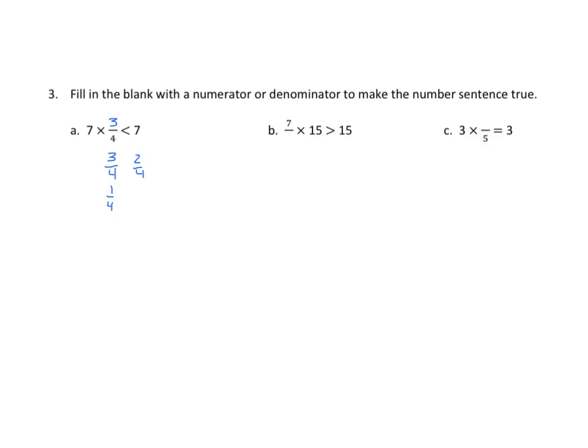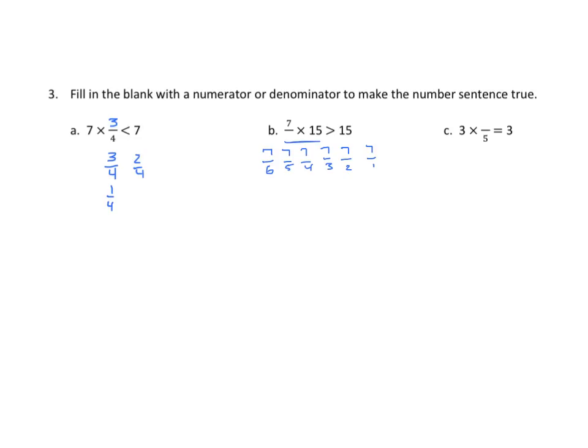Now, if we look at the next inequality, whatever this is, it has to be greater than 15. All right, so now I need to multiply 15 by something that's greater than 1. If it's going to be greater than 1, I need to have a denominator that's less than 7. So again, there's several possibilities. I could give 7/6, 7/5, 7/4, 7/3, 7/2. Okay, I could even do 7 units whole. So any of those will be the correct answer and will result in a product that's greater than 15.